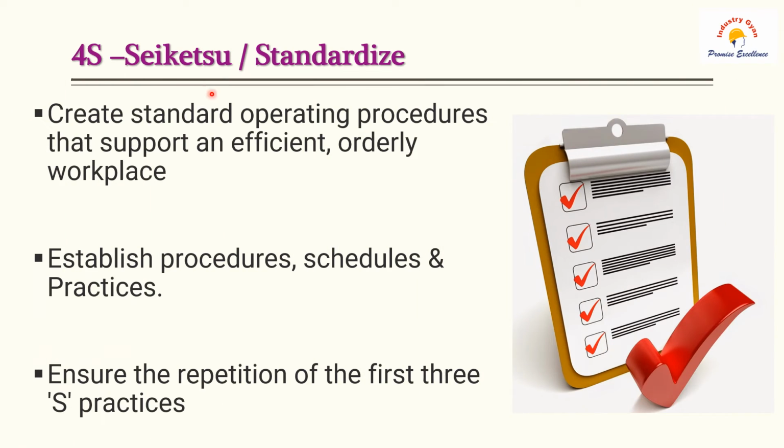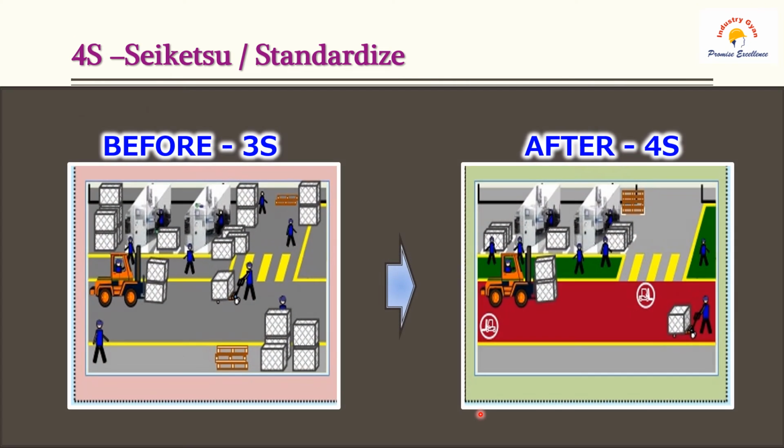Seiketsu is the fourth step of the 5S method. It means standardized cleanup. After the Seiso step, which made the factory shiny clean, set the standard for cleanliness. Create standard operating procedures that support an efficient, orderly workplace. Establish procedures, schedules and practices. And ensure the repetition of the first three as practice.